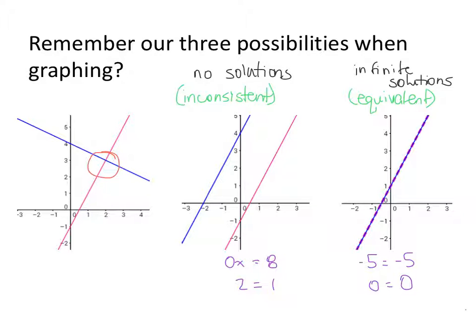You might see 0 groups of x equal to 8, which is impossible to solve, or 2 is equal to 1. Or you might end up with very straightforward equations like -5 is equal to 5, or 0 is equal to 0. If you end up with a weird kind of a result in your algebra, it might be a good idea to rearrange and graph on your calculator to check for these inconsistent, equivalent, or no solutions, infinite solution scenarios.